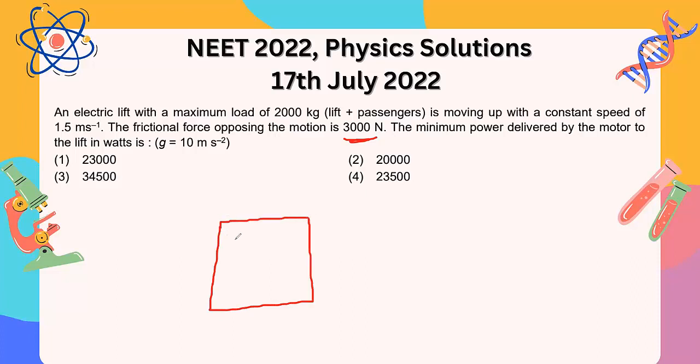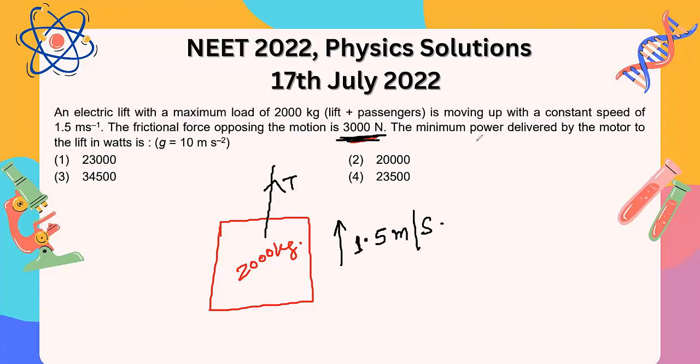So this is the lift. The mass of the lift is 2000 kg in total, right? And there is a friction force of 3000 newtons opposing the movement of the lift upwards. Okay, so this is the cable wire that is pulling it up with some tension T, and the lift is overall moving upwards with a velocity of 1.5 meters per second. It is moving up with a fixed speed of 1.5 meters per second, right?